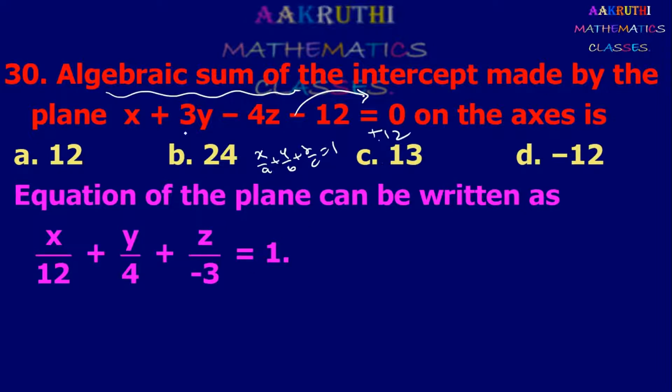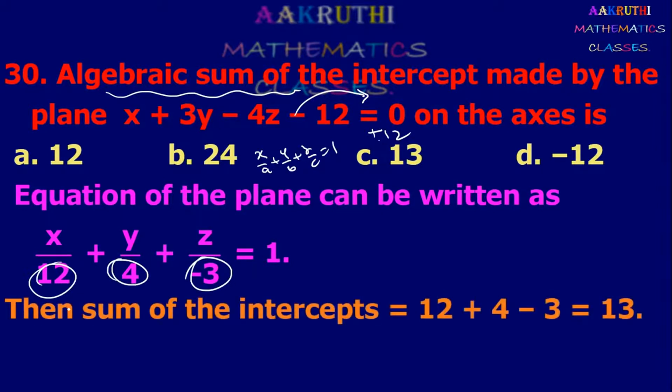Dividing by 12, we get x by 12 plus 3y by 12, so we get y by 4, minus 4z divided by 12, which is z by minus 3, equal to 1. So we get x by 12 plus y by 4 plus z by minus 3 equal to 1. And here the intercepts are 12, 4 and minus 3. We have to find their sum. So it is 12 plus 4 minus 3, which is equal to 13.